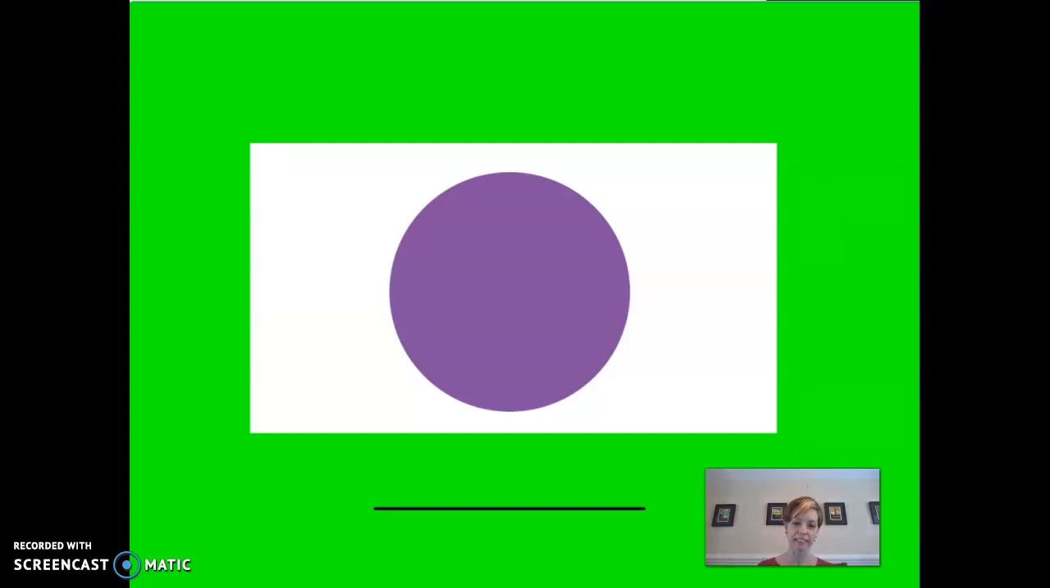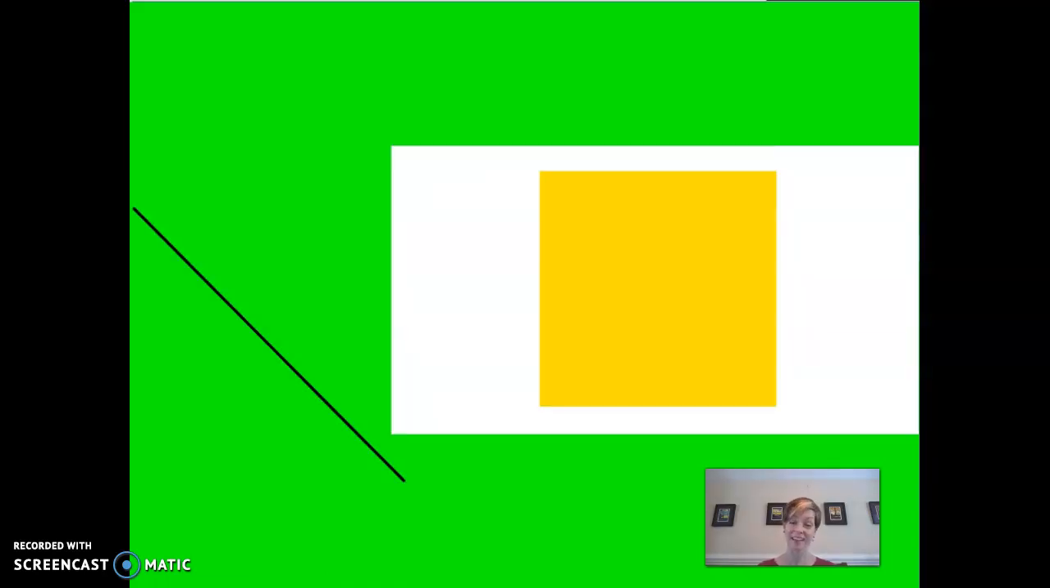So here I have a circle, and I'm going to use this line here to partition my circle into two equal parts. So if I slide it up there, that looks pretty good. It looks like my two pieces are exactly the same size. Now I'm going to try to partition shapes in a different way, because I can cut them straight across, but sometimes there's lots of different ways to partition a shape. So here I have a square, and I'm going to use a diagonal line this time to cut my square into two equal pieces.